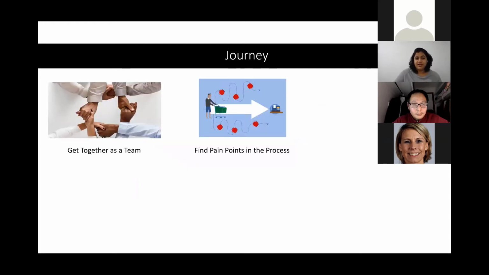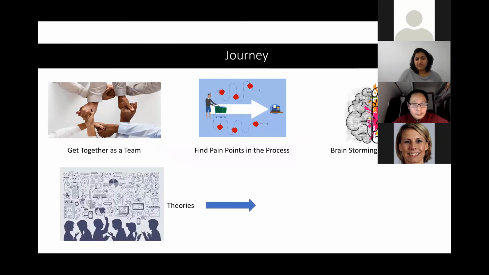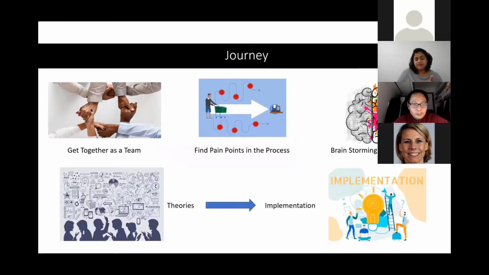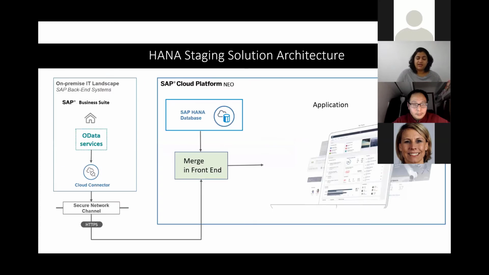Basically, we came together as a team. We identified what the issue was. The workflow was the issue for us this time. Then we did a brainstorming: what can we work with instead of workflow? We came up with a theory, and then we implemented it. So we came up with a new architecture.